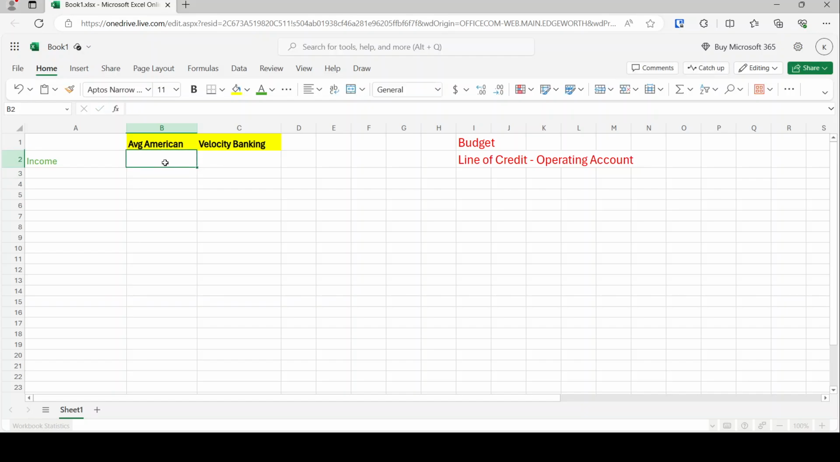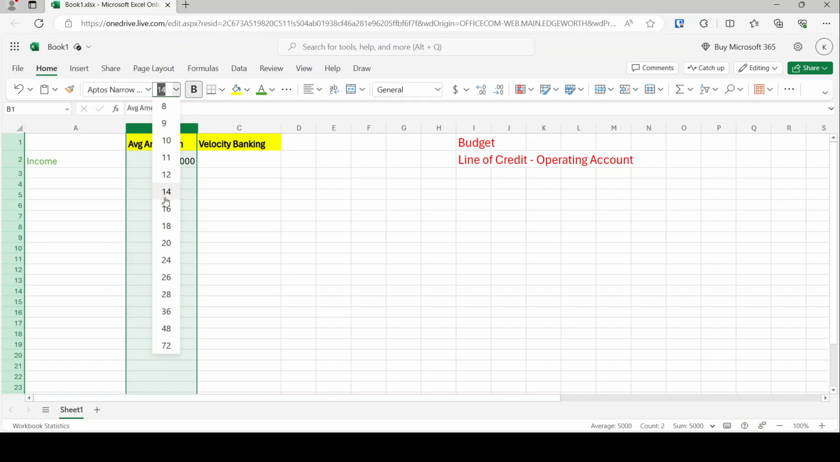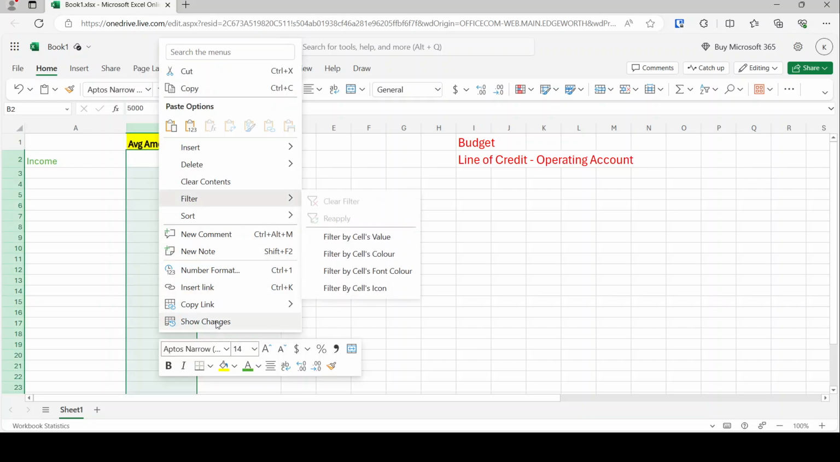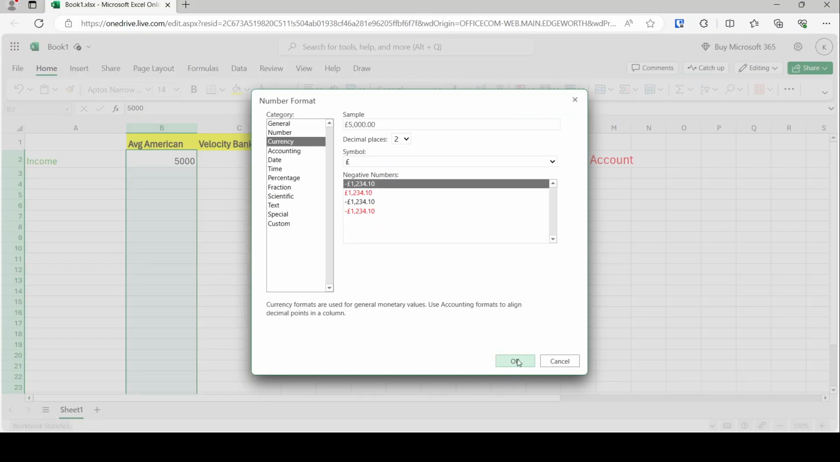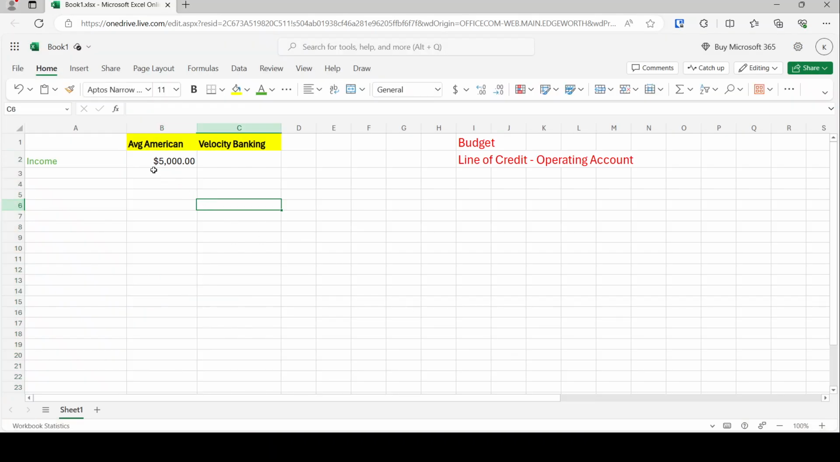And let me actually just do this, $5,000. And I gotta make the fonts a little bit bigger. So let's just do 14. And let's do currency. And again, I'm doing everything from scratch, right? So let's do currency. Okay. Why is it giving me... where is the English? American United States. Okay, there we go. Okay. $5,000 of income, right?